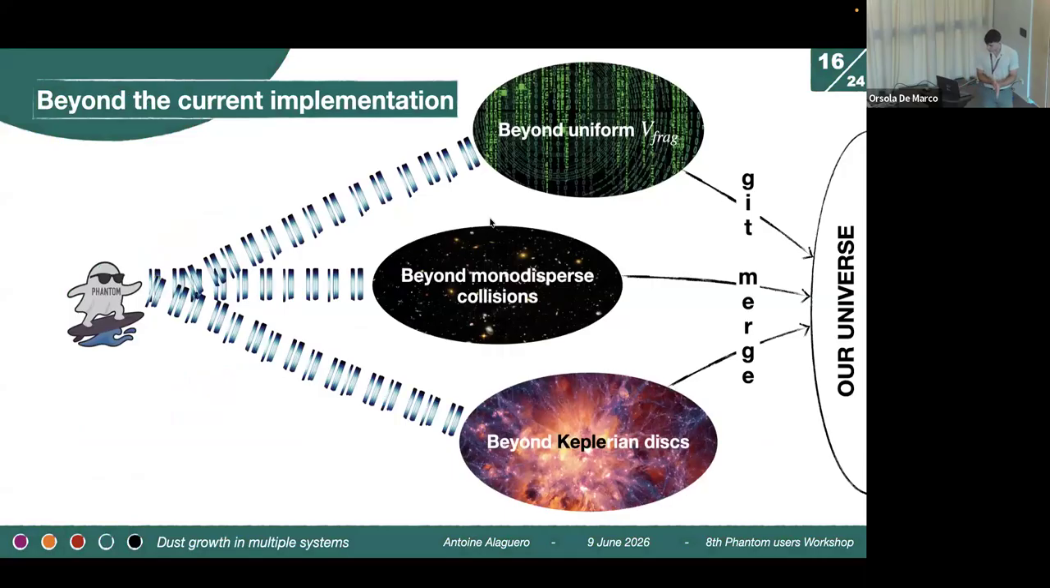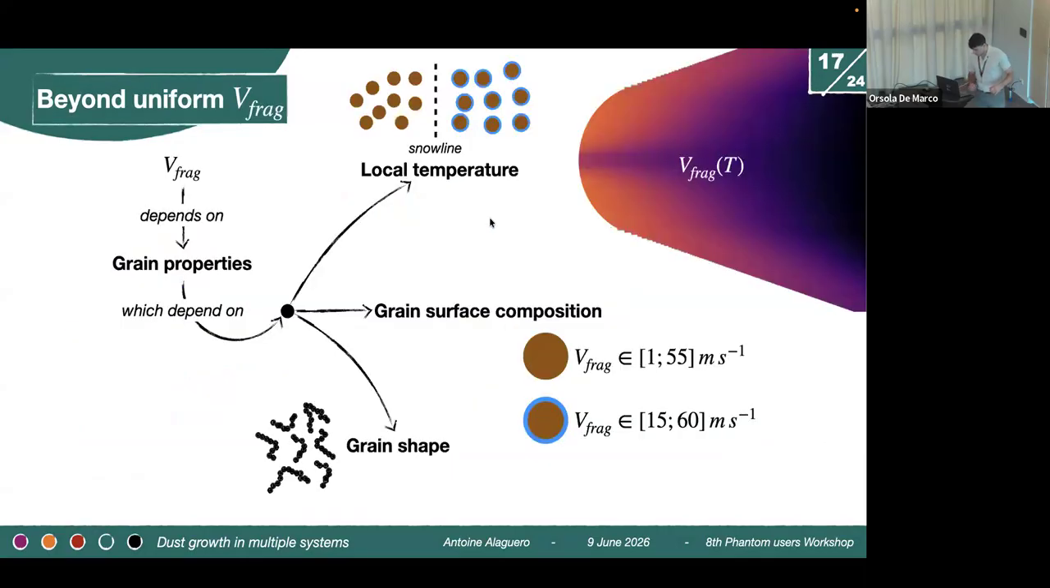All right, for the last part of the talk, I'd like to talk about the possible upgrades to that dust growth module. At the moment, they all live in different universes, but I believe that we'll be able to git merge this universe into ours. So let's start with the fragmentation threshold, which is assumed to be uniform at the moment, but it's not the case in reality.